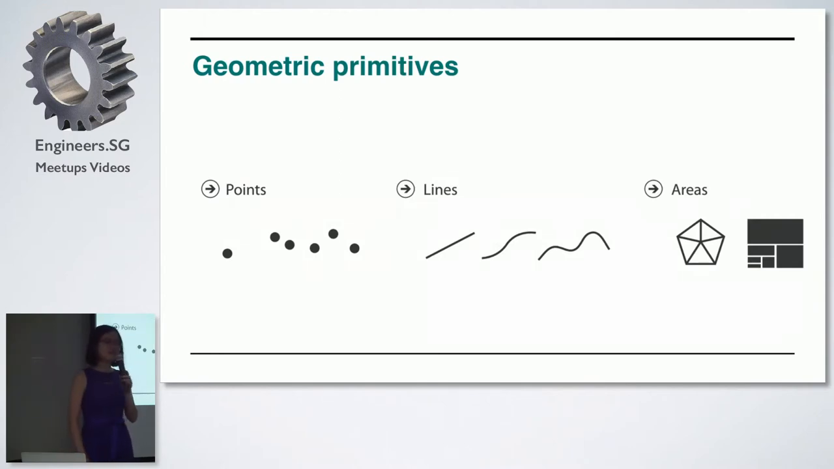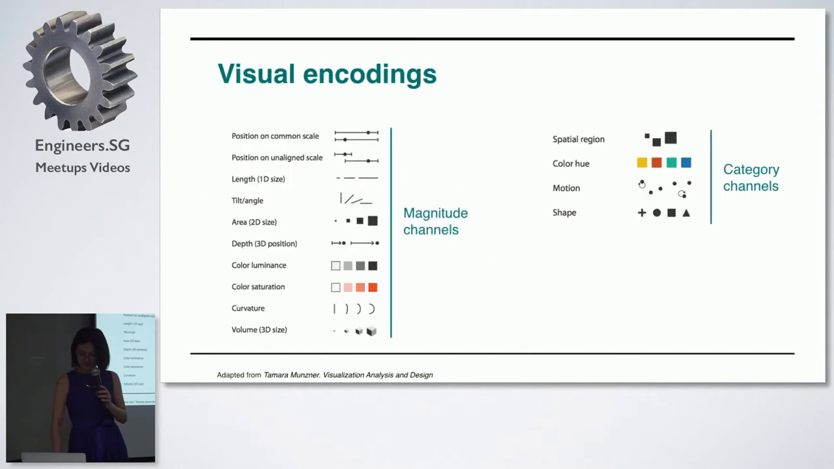So just now you have seen dozens of chart types. Some are very complex, some are relatively simple. Most of these chart types are made of three primitive geometries. They are lines, dots, and areas. And then there are dozens of visual encodings that you can leverage to show different data attributes. For example, you can vary the length of the bar, the color of the dots, the shape of the point, and all of these could help you to visualize multi-dimensional data.